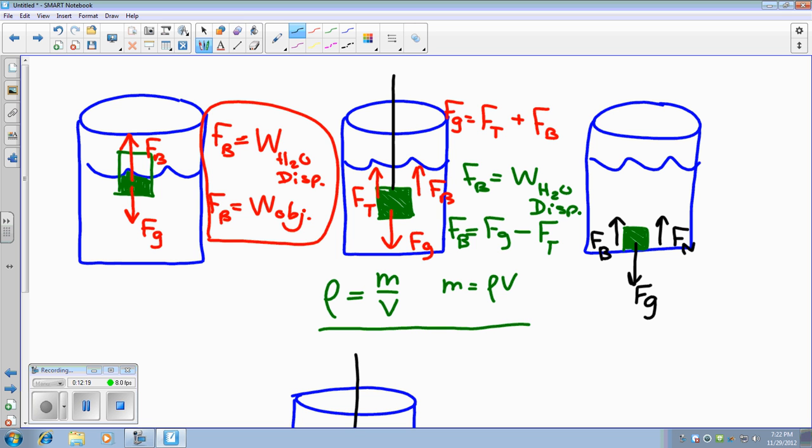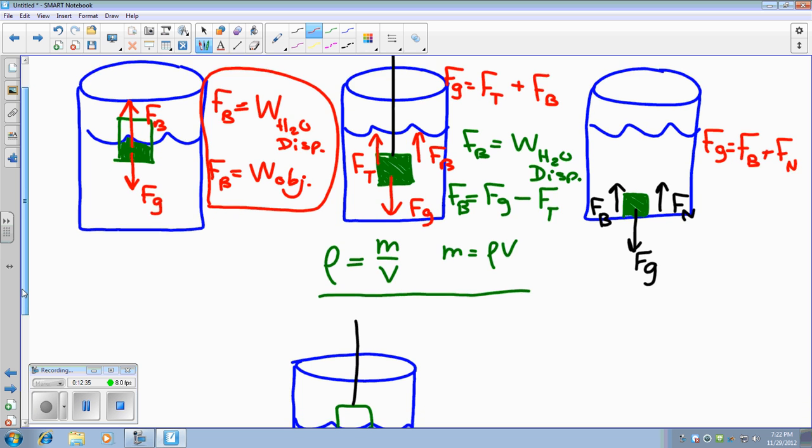But what I can remember and what I can think of is that the force of gravity in this situation is also going to be equal to the buoyant force plus the normal force. And those two values are going to equal out to my force of gravity.